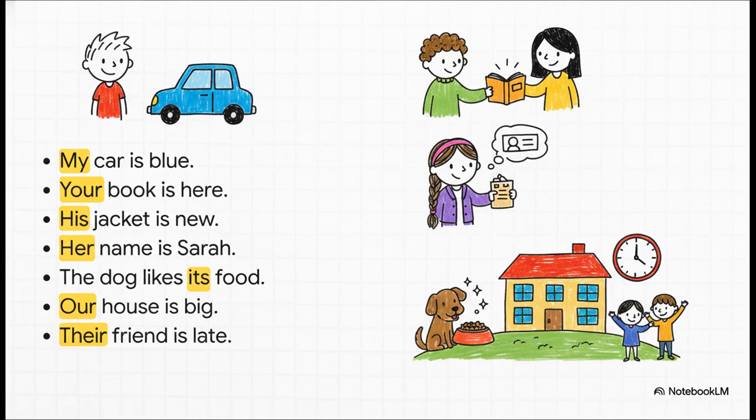See the pattern? The possessive word, my, your, his, always comes right before the noun, right before the thing someone owns. My car, your book, his jacket. It's a rule you can totally count on.